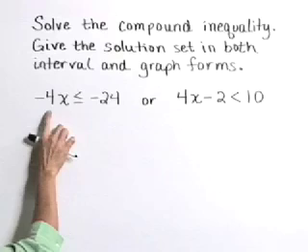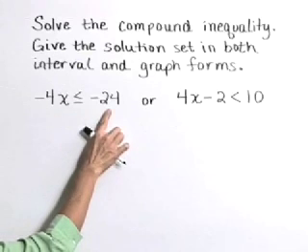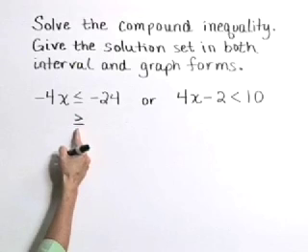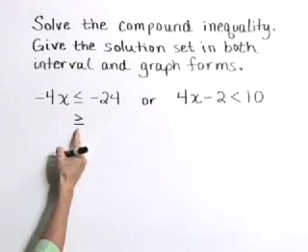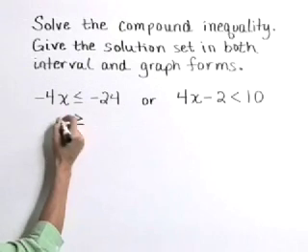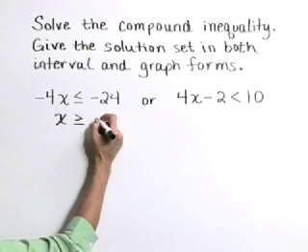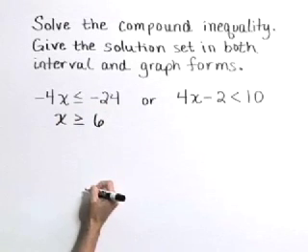So in this first one, divide both sides by negative 4. Remember, as you do that, to switch the direction of that inequality symbol. Negative 4x over negative 4 gives x. Negative 24 over negative 4 is a positive 6.